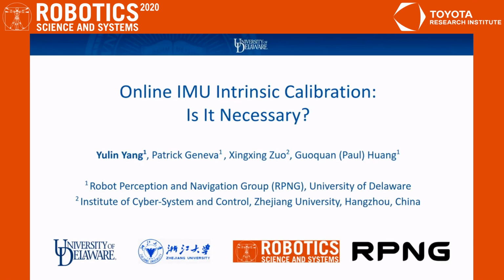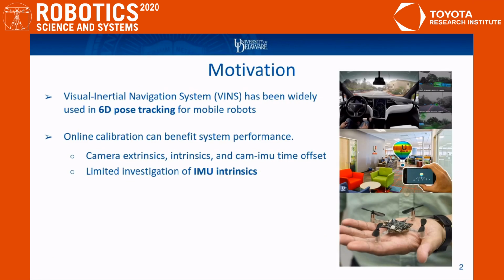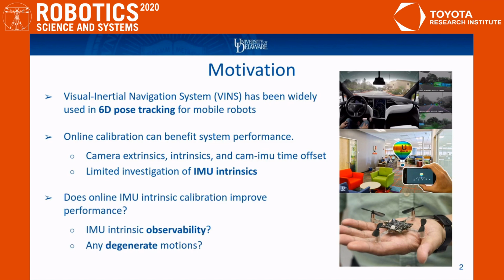Hello, this is Yulin. We would like to investigate whether it is necessary to perform online IMU intrinsic calibration. These days, visual-inertial navigation systems have been widely used in 6D pose tracking for mobile robots. Online calibration of camera extrinsics, intrinsics, and time offset is used to improve the system performance. However, there is limited investigation of IMU intrinsics. Naturally comes the question: does online IMU intrinsic calibration also improve performance?